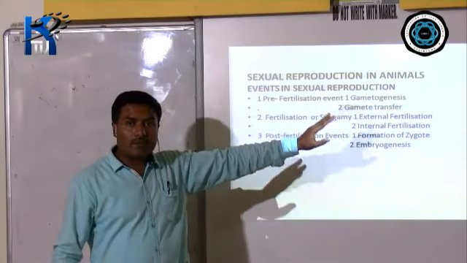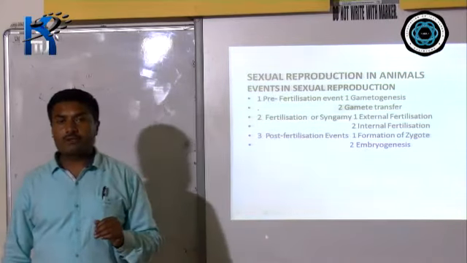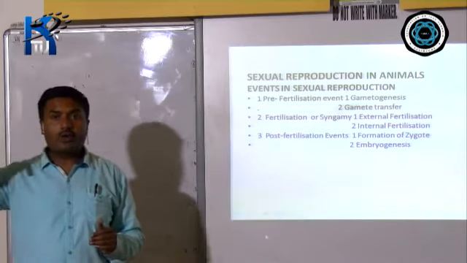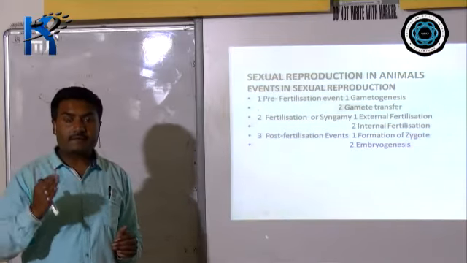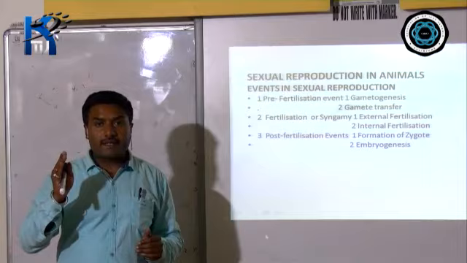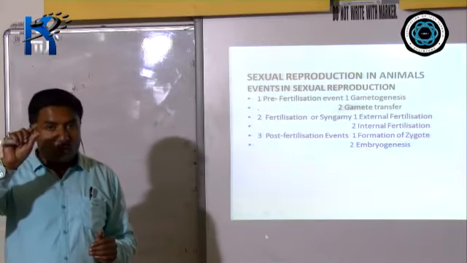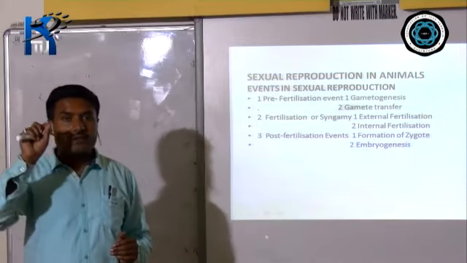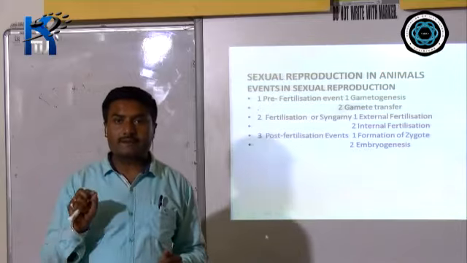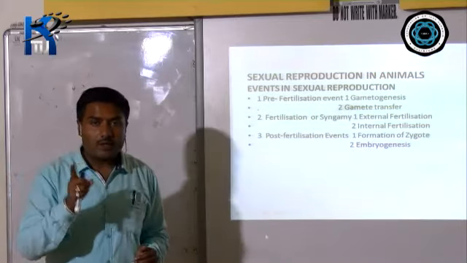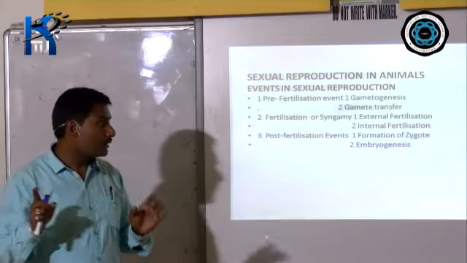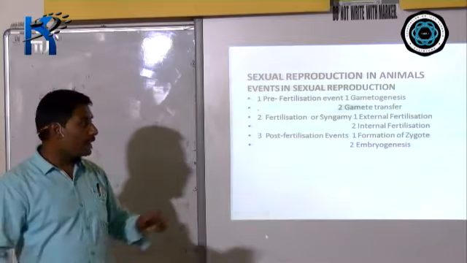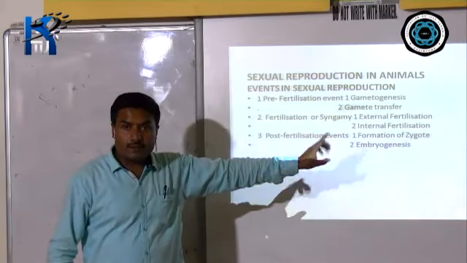Another one is internal fertilization. In internal fertilization, the reproductive cells fuse together internally, inside the organism's body. In the human body, fertilization takes place in the oviduct, the fallopian tube, and more precisely in the ampulla. We'll be discussing that in some other session. Anyway, any fertilization that happens inside the organism's body is called internal fertilization.